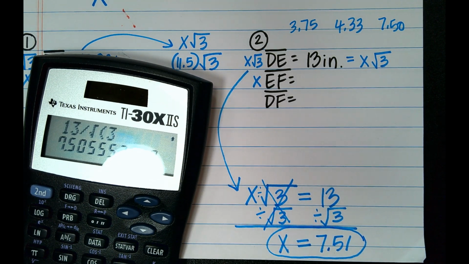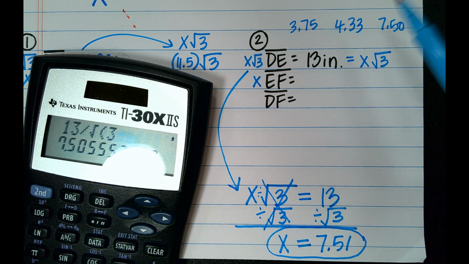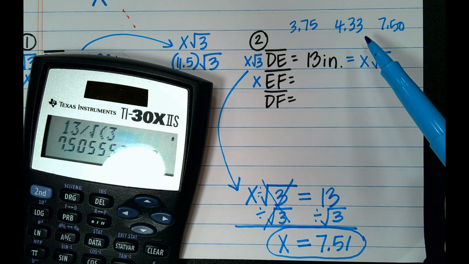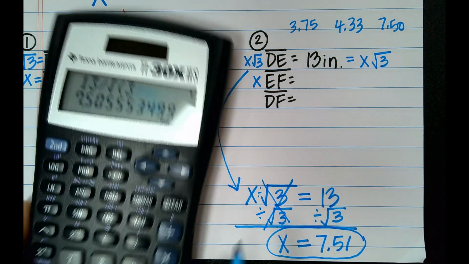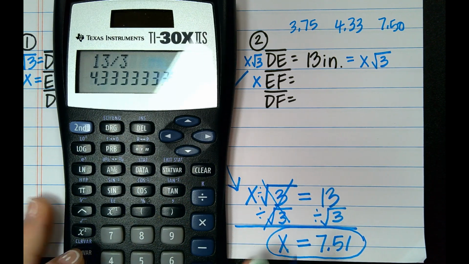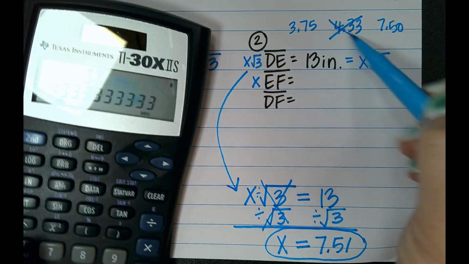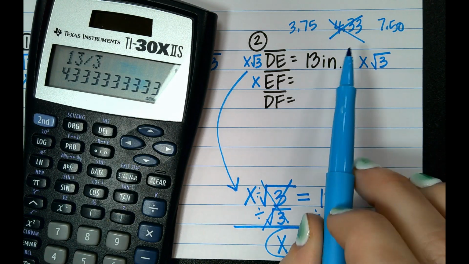Now, if you got the 3.75 or the 4.33, I just divided 13 by 3. Oh, you did by 3. That makes sense. So 13 divided by 3 would be a little different. That would give us the 4.3. Okay, that makes sense. Good radical. Gotcha. So don't forget the radical.